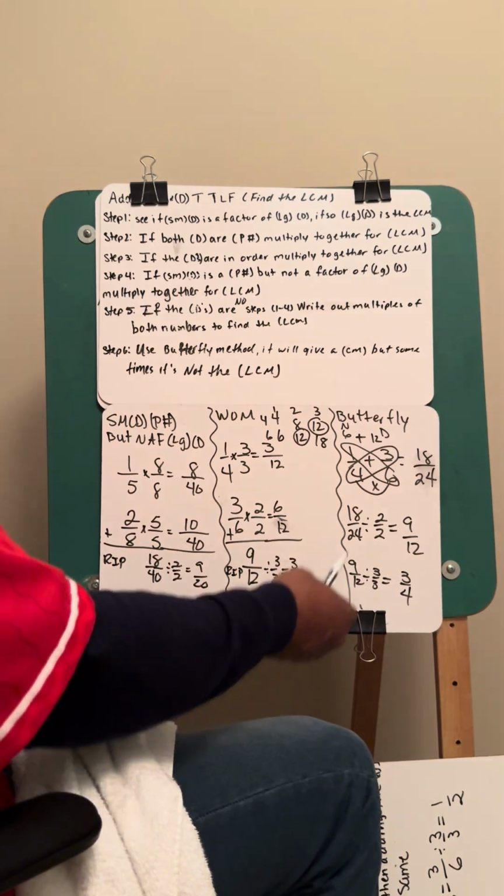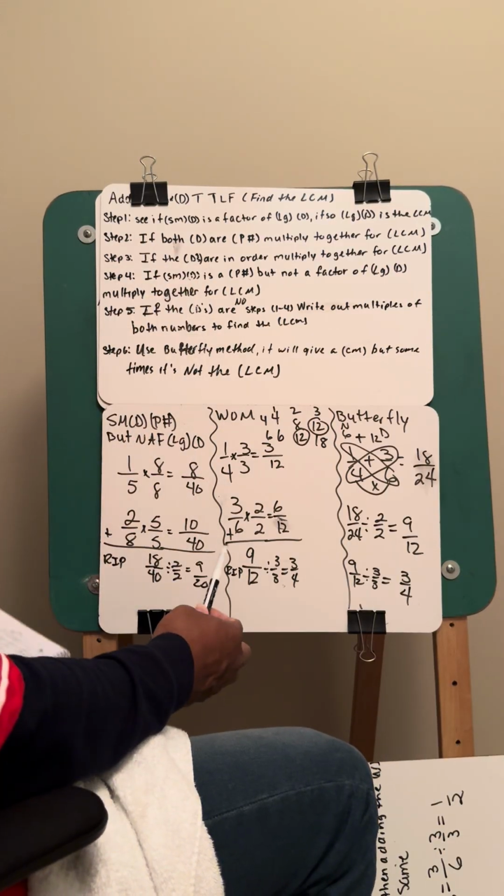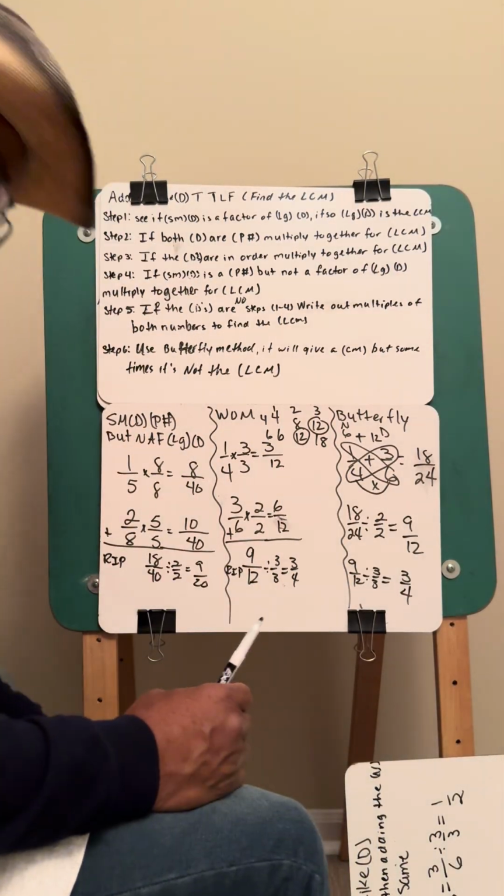So those have been the 6 different ways to add unlike denominators.